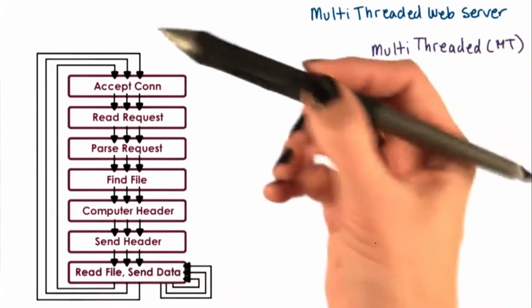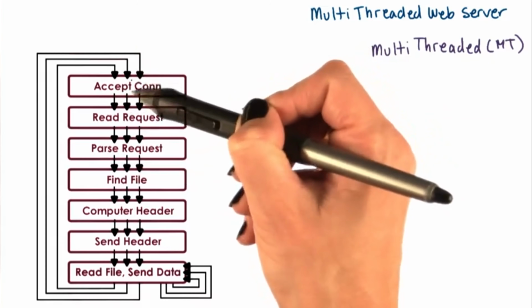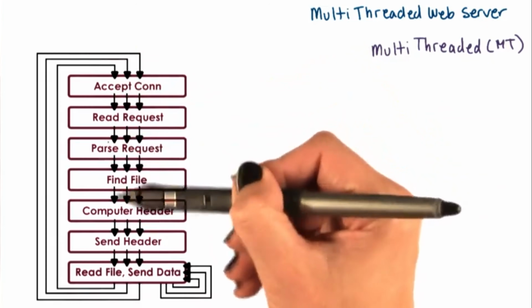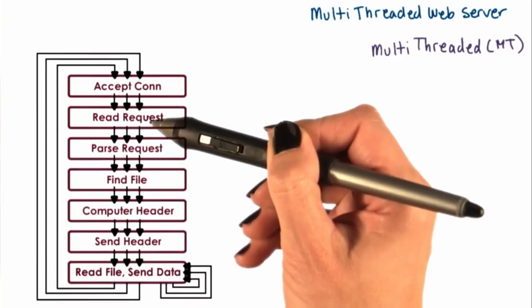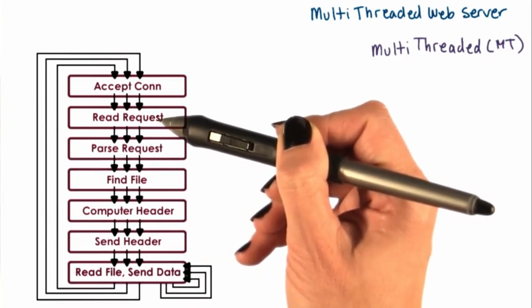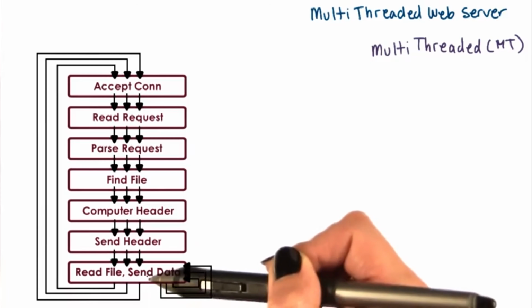Another possibility is to have the web server implemented as a boss-workers model, where a single boss thread performs the accept connection operation and every single one of the workers performs the remaining operations, from the reading of the HTTP request that comes in on that connection until actually sending the file.